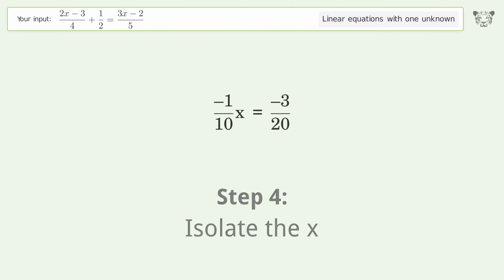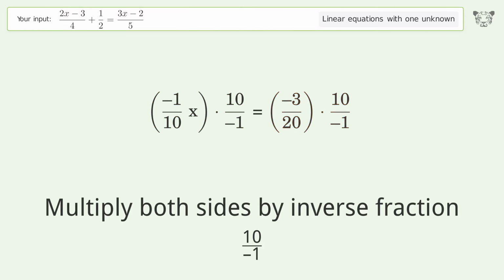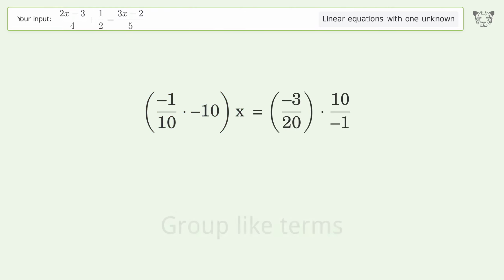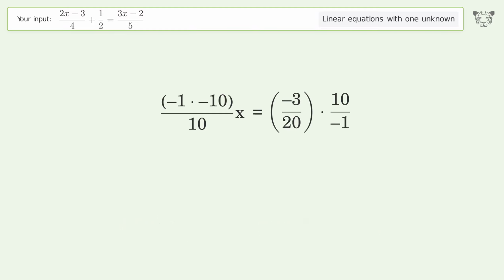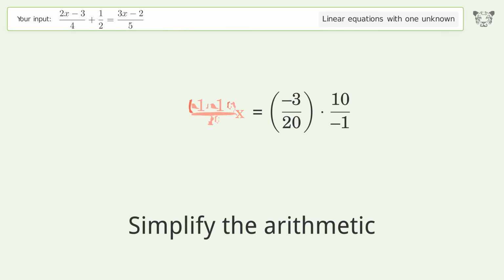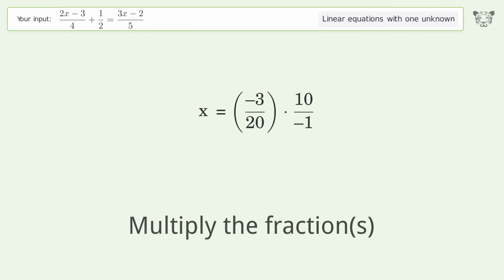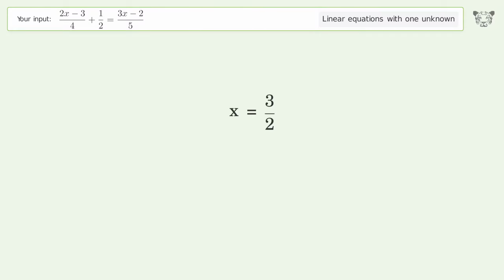Isolate the x. Multiply both sides by inverse fraction 10 over -1. Group like terms. Multiply the coefficients. Simplify the arithmetic. Multiply the fractions. Simplify the arithmetic. And so the final result is x equals 3 over 2.